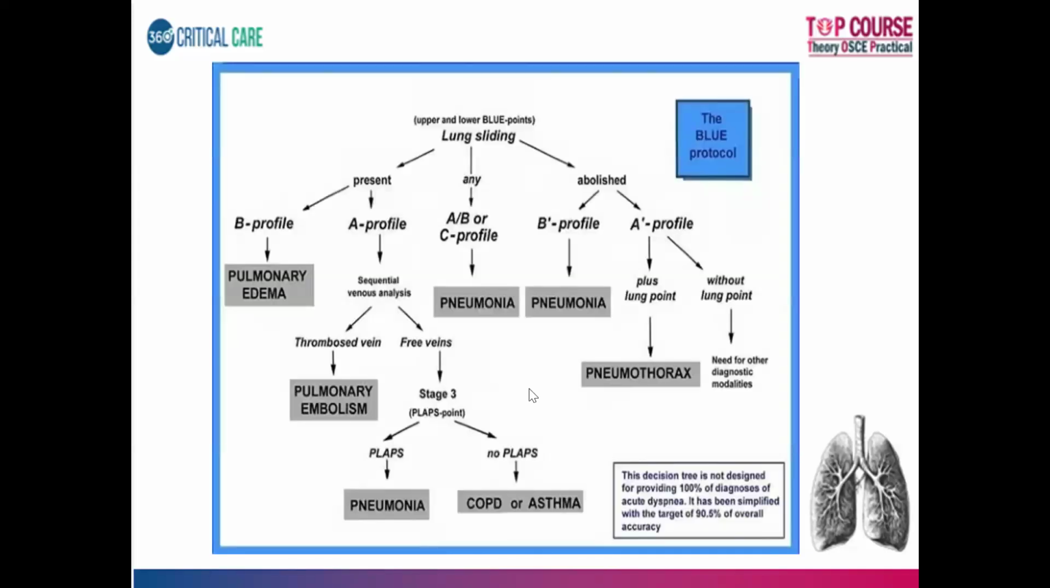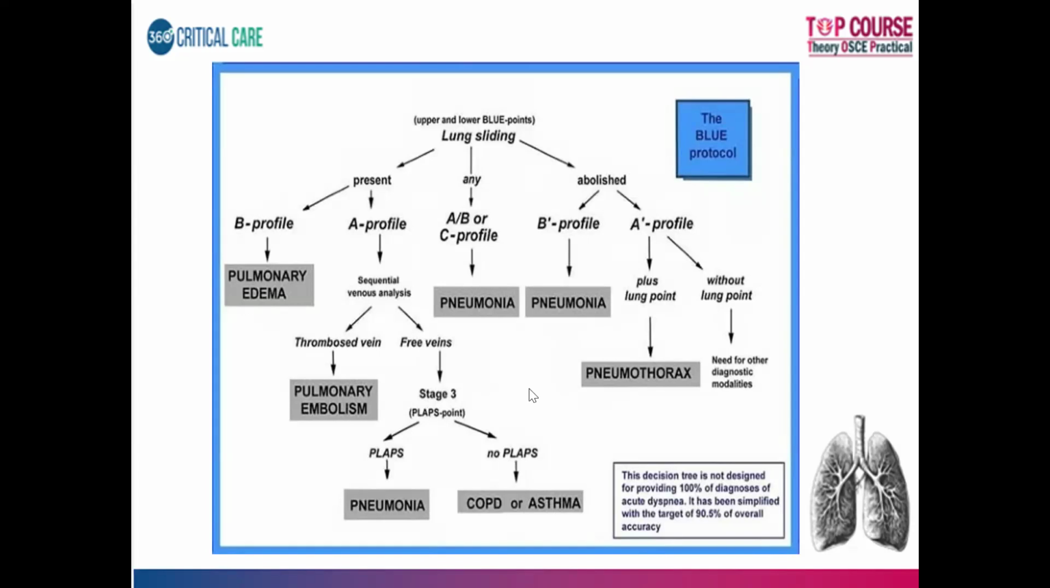So how does it go? Starts with the lung sliding. Okay, so usually if lung sliding is present and there is B profile, that is an indication of pulmonary edema. If lung sliding is present and there is A profile, then you have to do a sequential venous analysis. That is, you have to look for the presence of a deep vein thrombus.